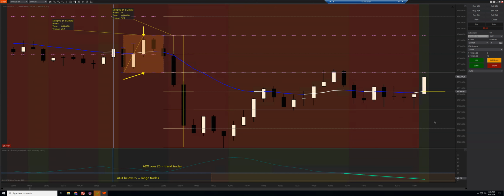Say we didn't have the ADX on here, or say we are trending. We have all criteria met to take a long, right? So we have a white EMA sloping up. We have a candle closing above the EMA, and we're in a buy zone. But we're not going to take a long. We're going to take a short because our ADX is below 25. We're going to do the opposite.